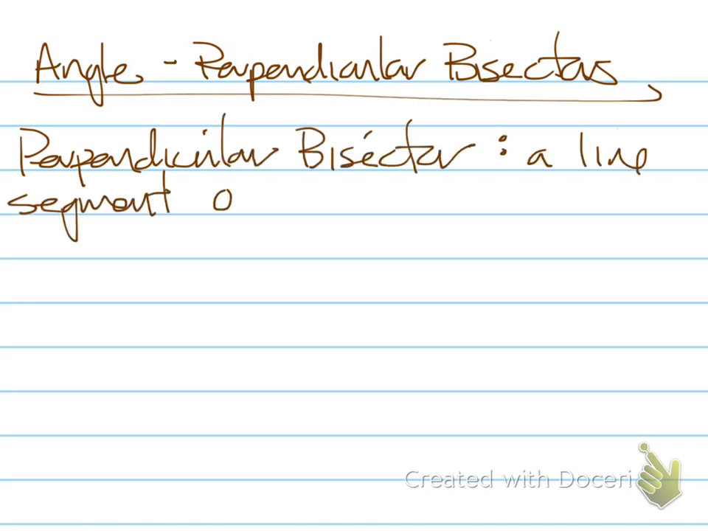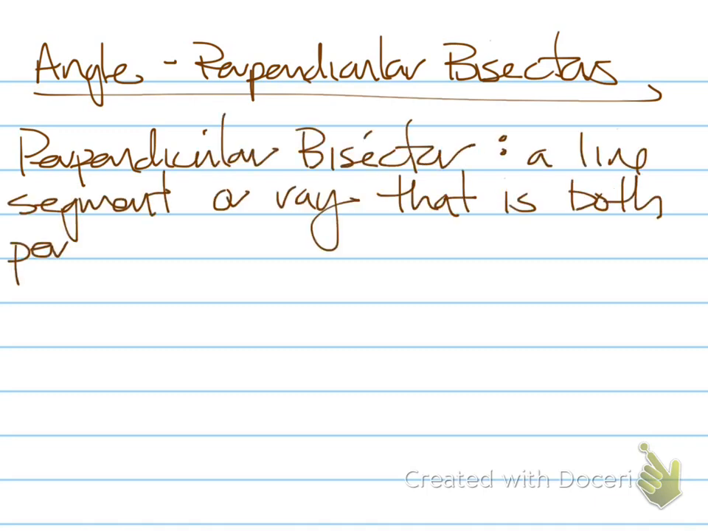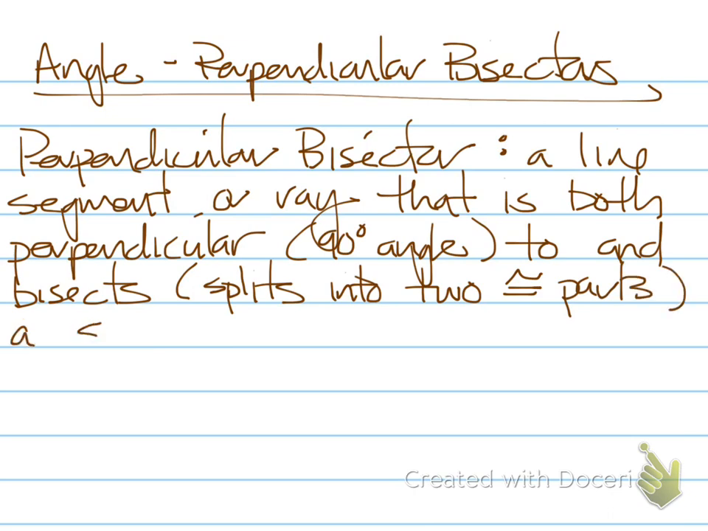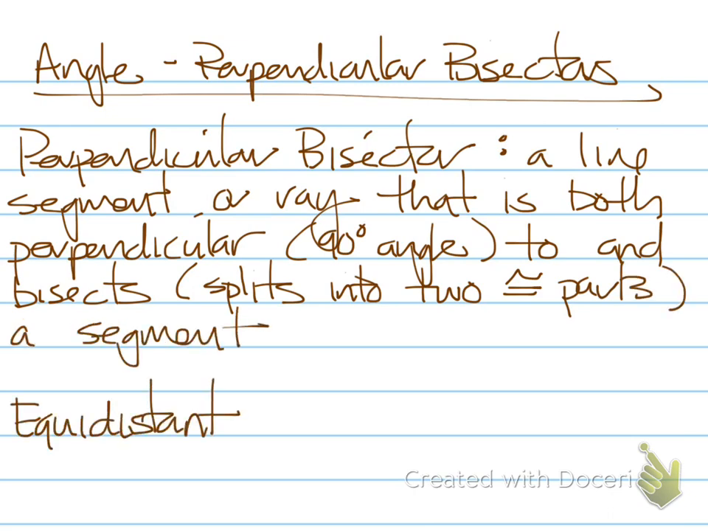In this lesson, we're going to be looking at angle bisectors and perpendicular bisectors. A perpendicular bisector is a line segment or ray that is both perpendicular, meaning it forms a 90-degree angle, to and also bisects a segment. It splits it into two congruent parts. Note also that equidistant means an equal distance.